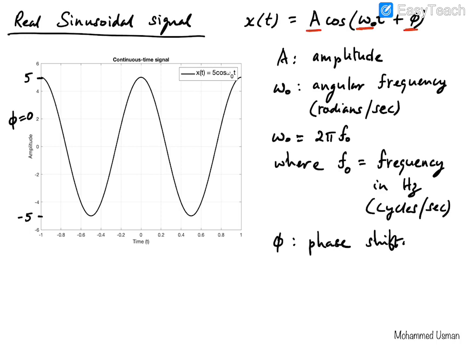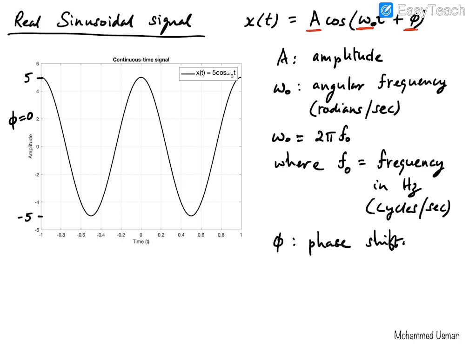Phase shift corresponds to shifting this waveform to the left or to the right. Rather than having the 0 axis exactly at the peak here, because cosine 0 is 1, and A times cosine 0 becomes A times 1, which is A, 5 in this case. If we shift this waveform, the only thing that happens is the 0 time axis is shifted to the left or right, so that the 0 time axis coincides with some other point rather than this peak. We'll come to those things later.